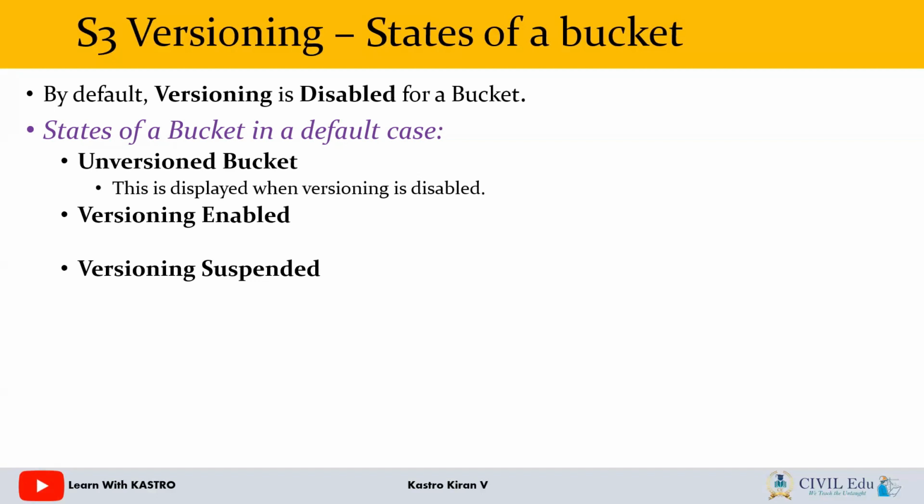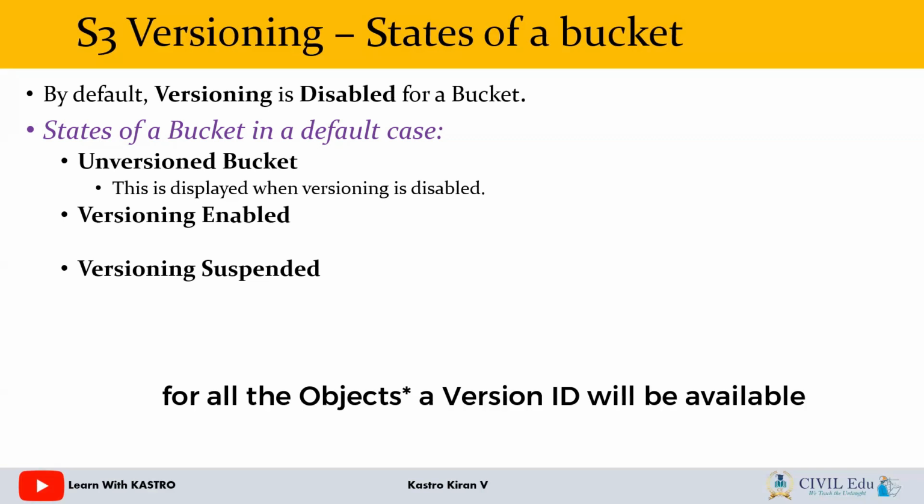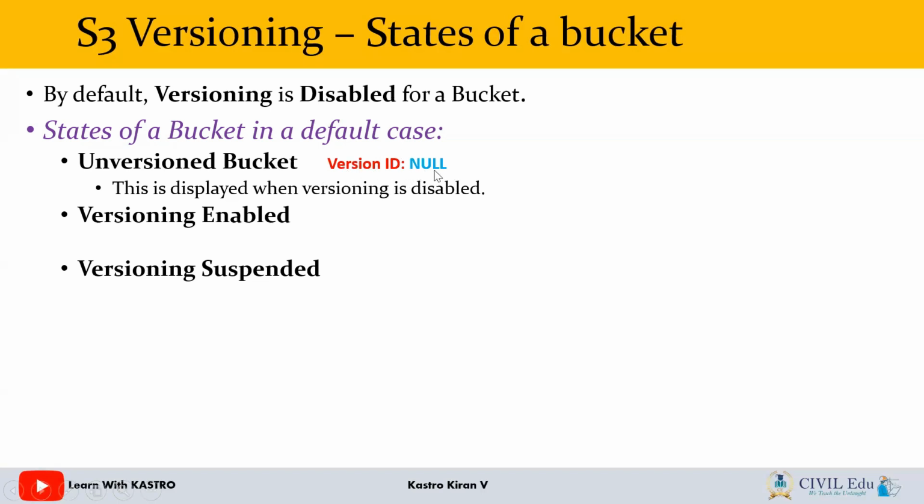Now, whenever we enable versioning for a bucket, for every object that we upload into the S3 bucket which has S3 versioning enabled, remember, whenever you enable versioning for an S3 bucket, there will be a version number shown. That's called the version ID. Now, for an unversioned bucket, the version ID will be shown as null.